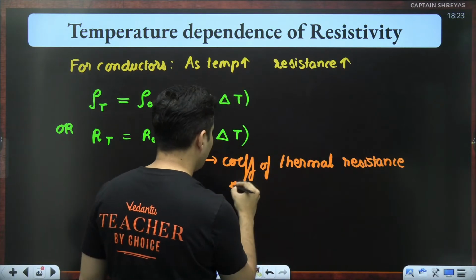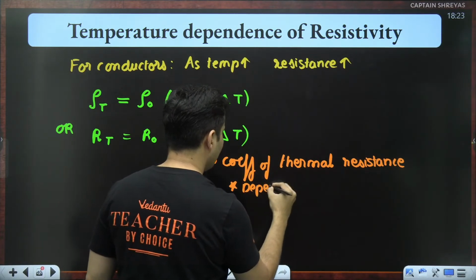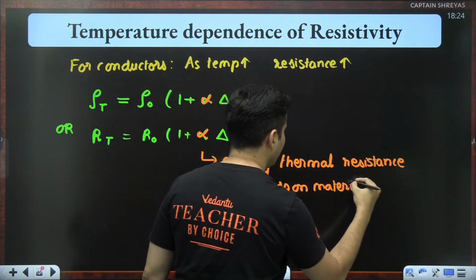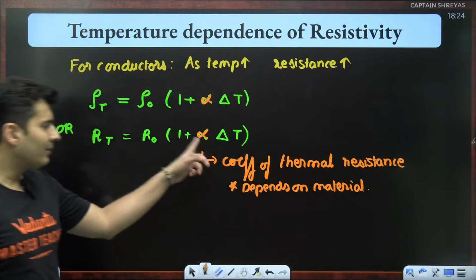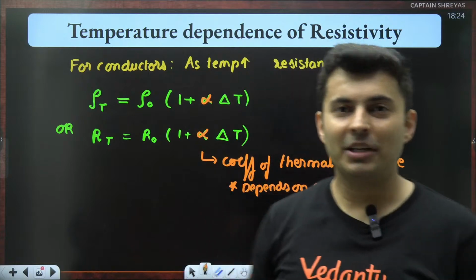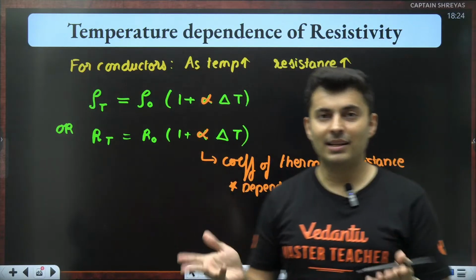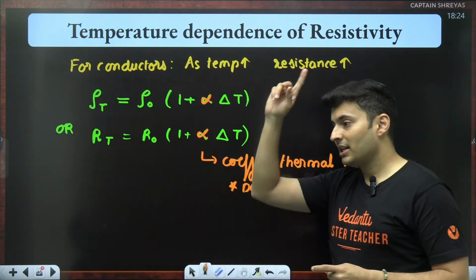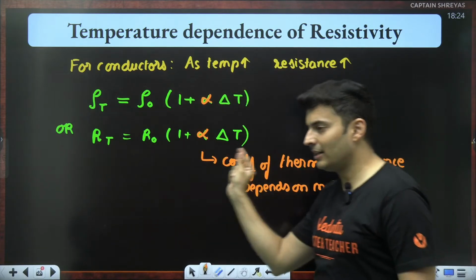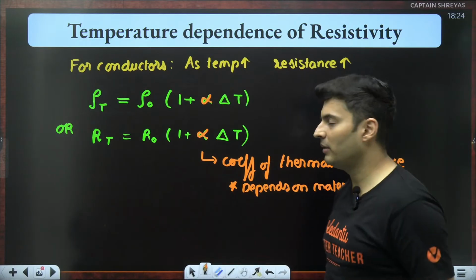It completely depends on the material. If this formula is very similar to the coefficient of linear expansion, if you remember that chapter, L is equal to L naught (1 plus alpha delta T), but that was thermal expansion. This is the temperature coefficient for resistance, slightly different formula, same but different.